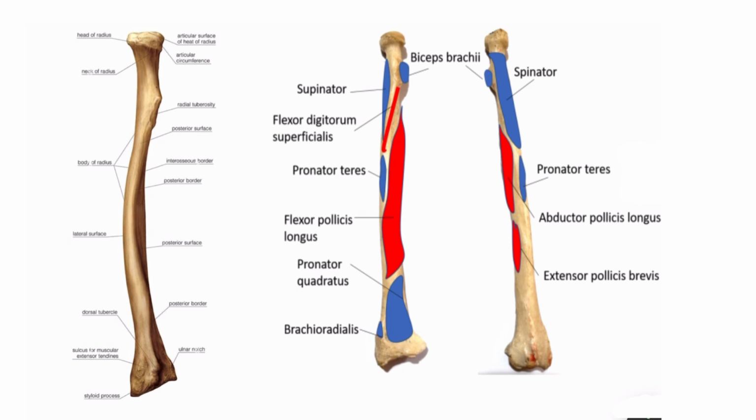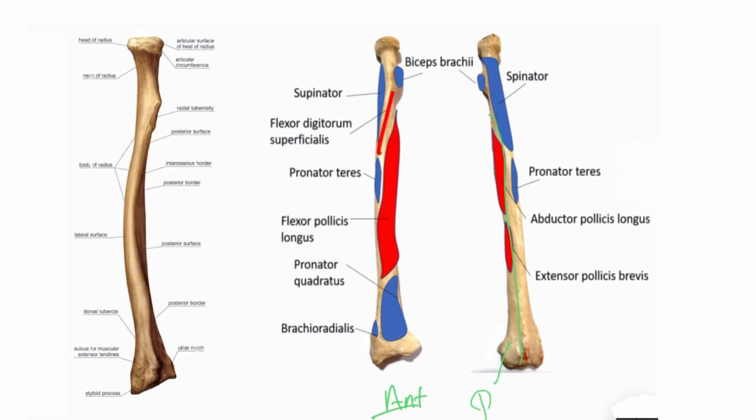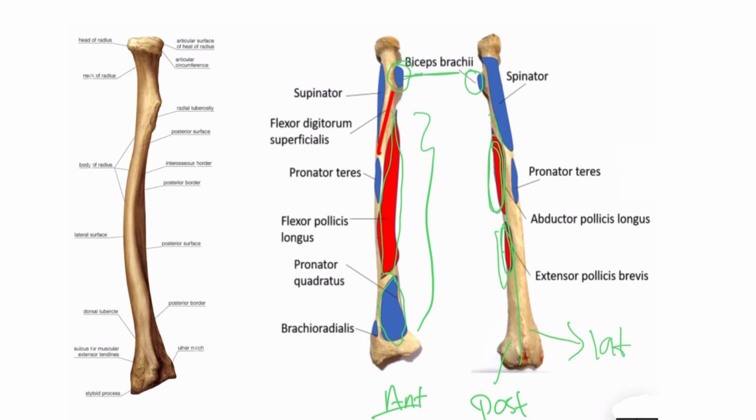Finally, the muscle attachment. This is the anterior surface, this is the posterior surface, and this is the lateral surface. There is insertion of biceps brachii in the rough posterior part of the radial tuberosity of the upper end. For the shaft, in the anterior surface there is origin of flexor pollicis longus and insertion of pronator quadratus. In the posterior surface, there is origin of abductor pollicis longus and extensor pollicis brevis. And in the lateral surface, there is insertion of supinator and pronator teres.